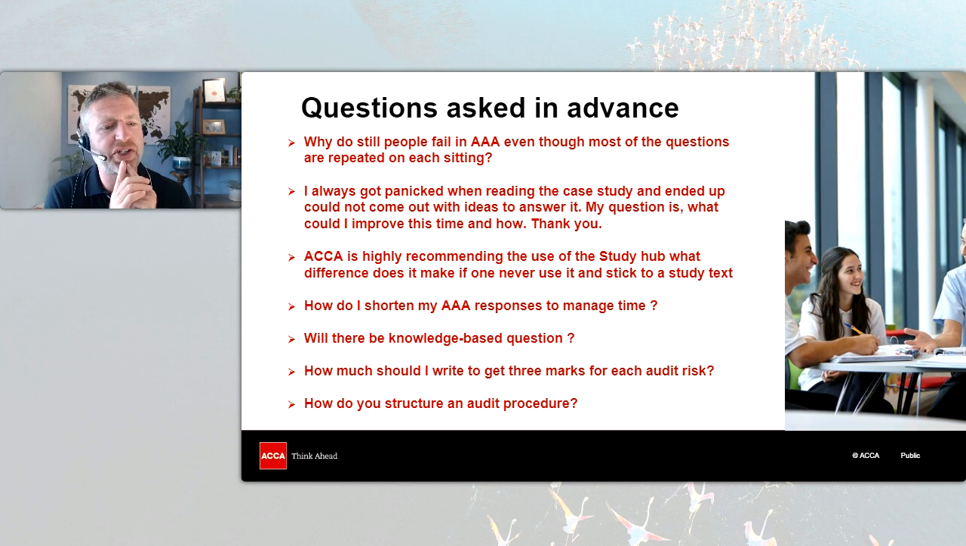The second question on here, I get panicked when I'm reading the case study, and I don't know how to answer it. How can I improve this? Well, the case study has several exhibits within it. So I find it helpful to just have a process that I follow. My process that I follow for every question is I start by setting up my answer structure.